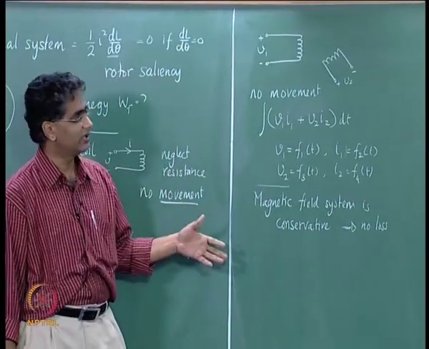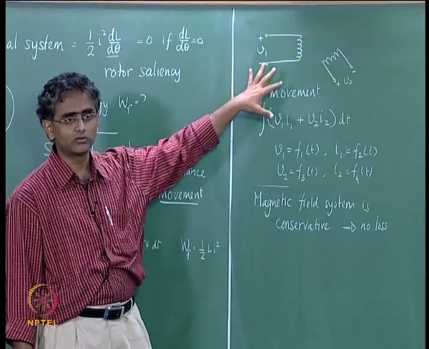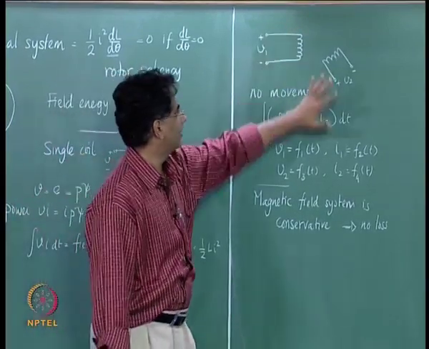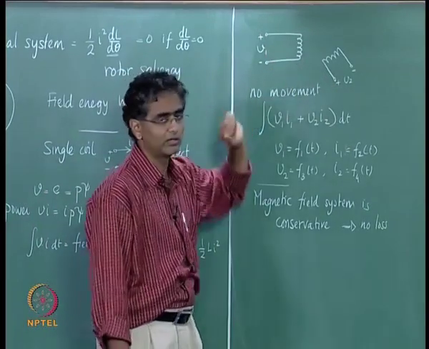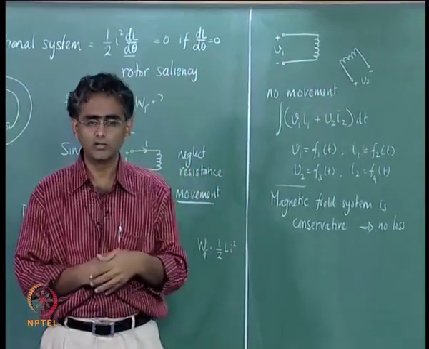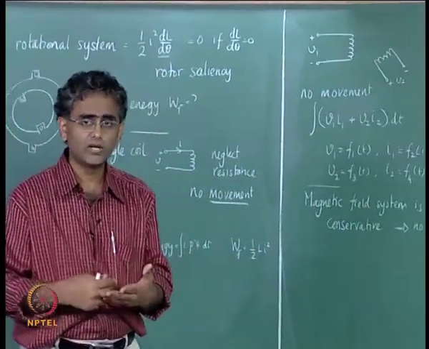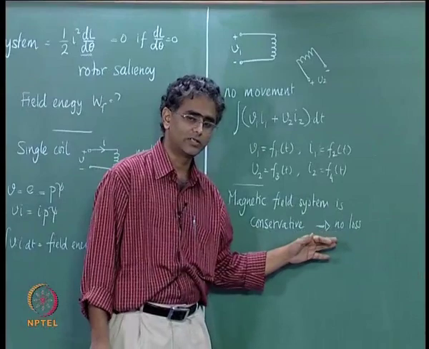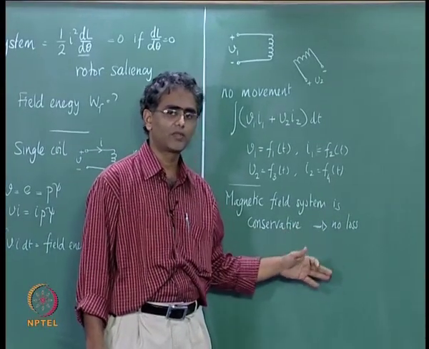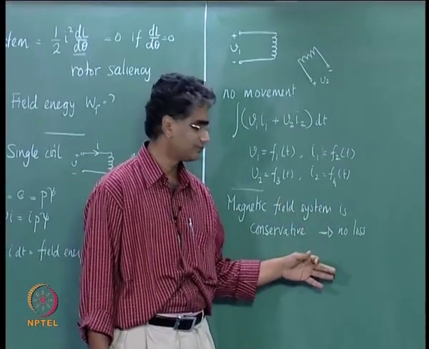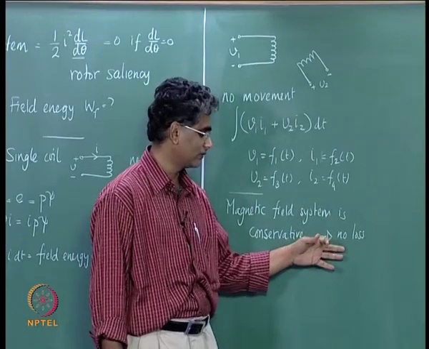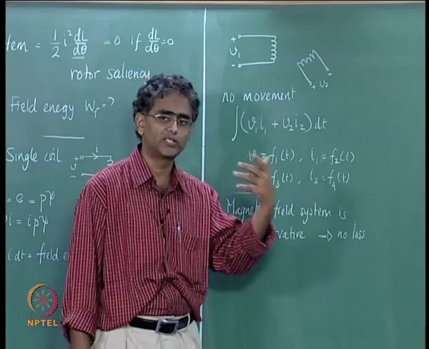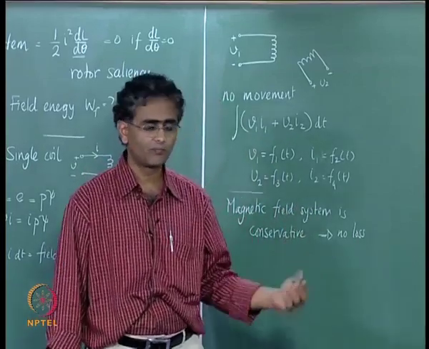In an actual case, if the magnetic field is going to change and you have iron in the area here, then as the field undergoes a change in the iron there will be loss: there will be a hysteresis loss, there will be eddy current loss, and because of that some of the energy that you give to the system will be expended as heat.